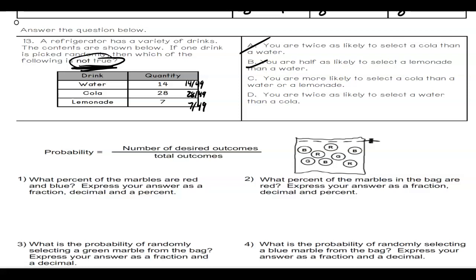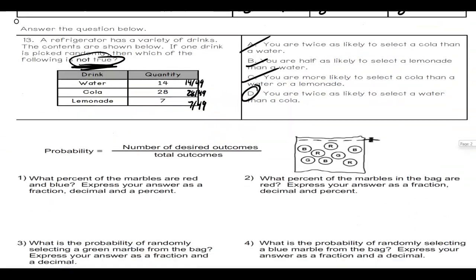You're more likely to select a cola than a water or a lemonade. A cola is 28, water is 14, lemonade is 7. So again, that is a true statement. You want something that's not true. You're twice as likely to select water than cola. Well, water is half as much as cola, so that is your false statement.